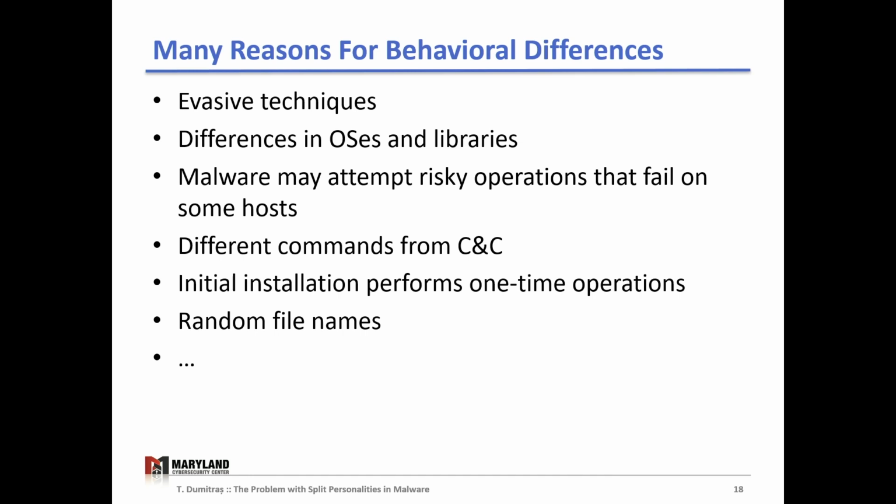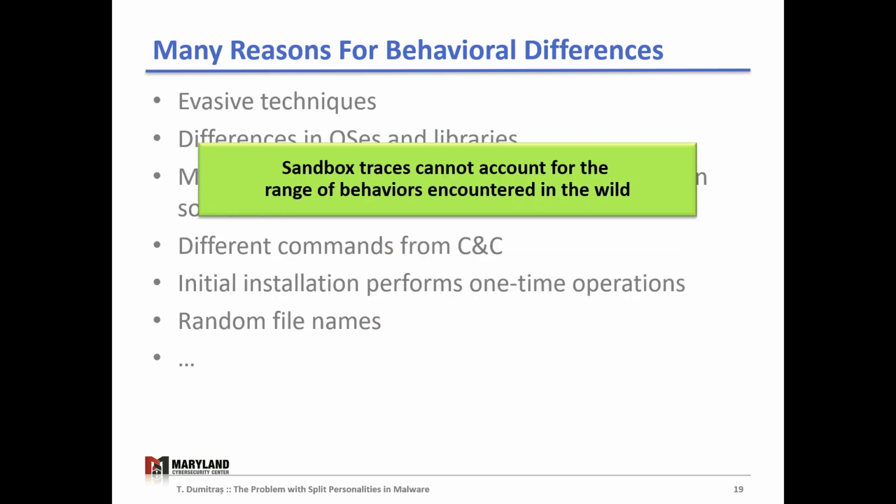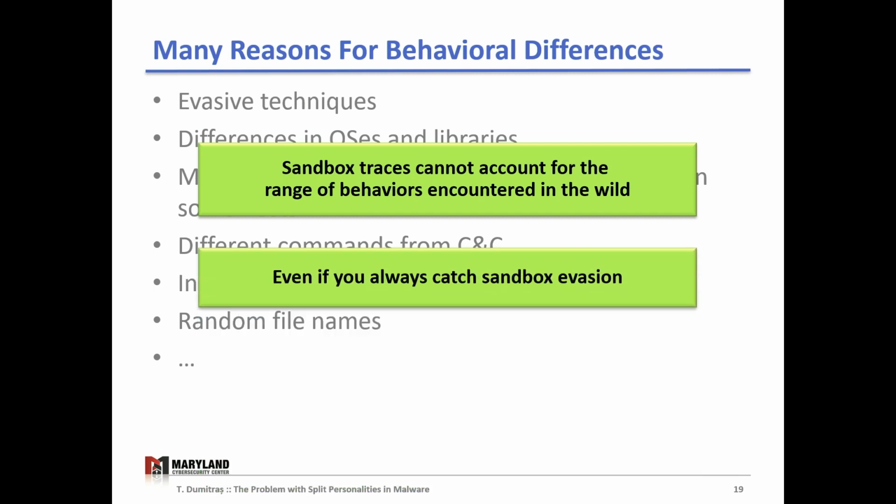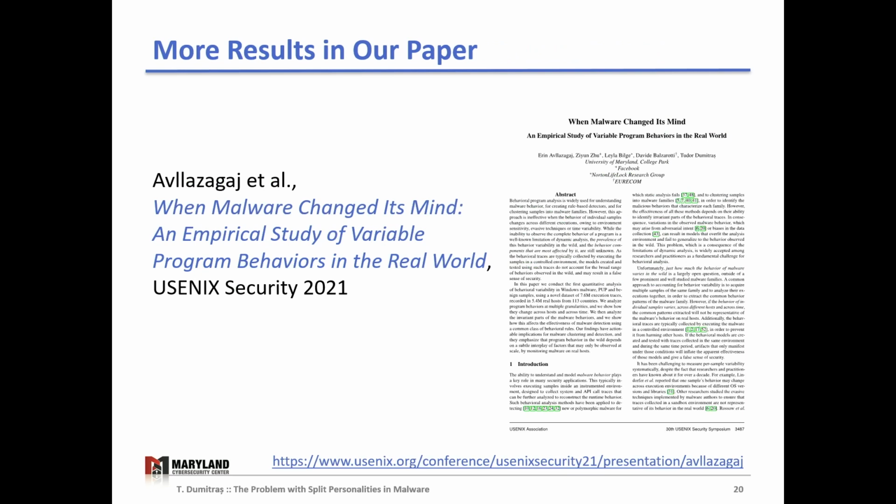But as you see, there are many other reasons for behavioral variability. So even sandbox traces cannot account for the range of behaviors that are encountered in the wild, and that's even if you always catch sandbox evasion. Now, there are a lot more results in our paper. I encourage you to read it if you're interested.